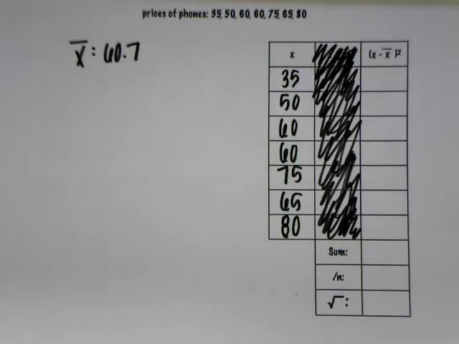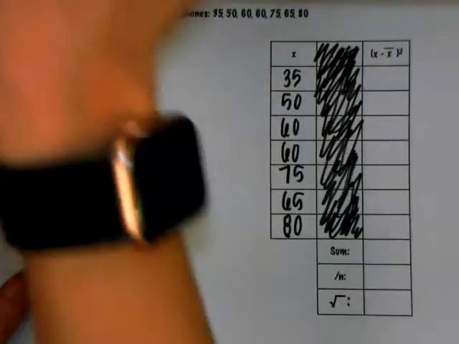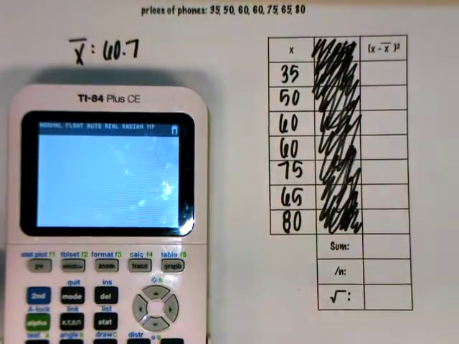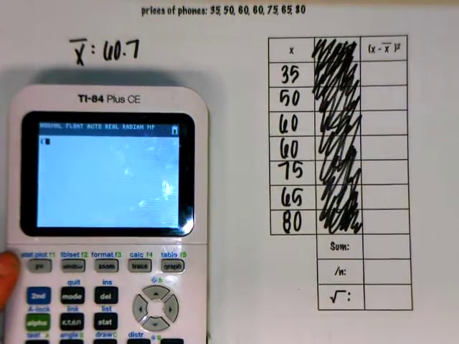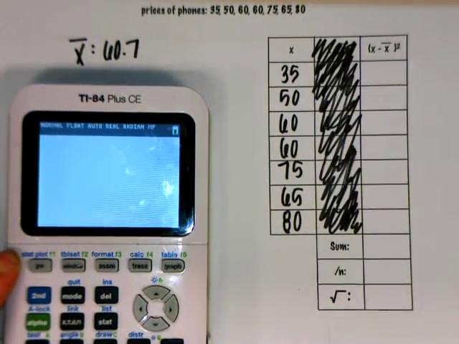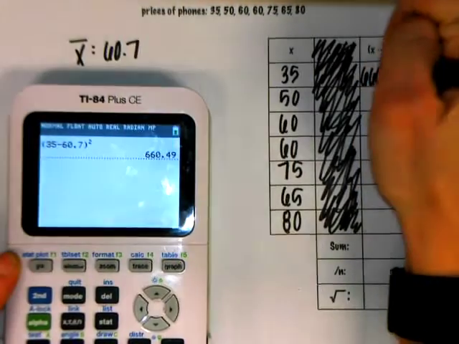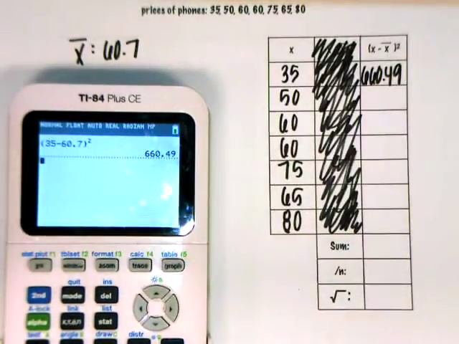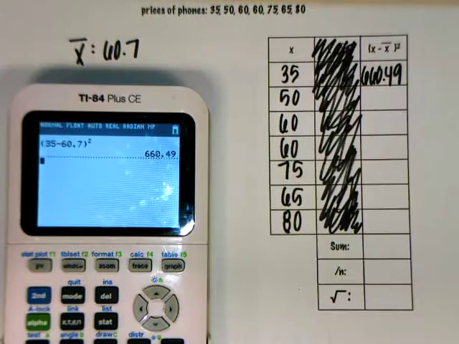So to get your new values that we're going to use, you're going to subtract those values from the mean and then square your answer. But we're just going to put it all at once, okay? So for the 35, do parentheses, 35 minus your mean, 60.7, parentheses, squared. And you get 660.49. So that goes here. Yep. Well, actually it doesn't really matter, because whether you get positive or negative, you're squaring it, so you get positive no matter what.